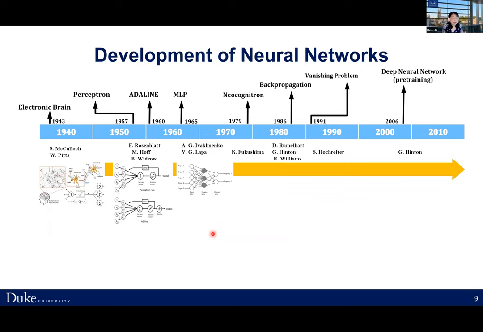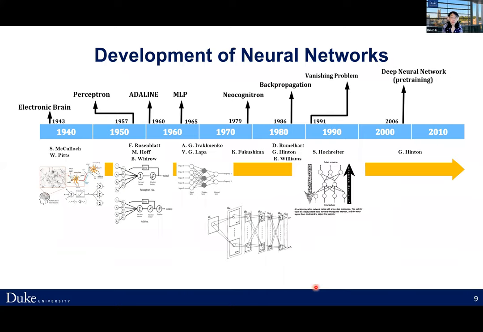Then multi-layer neural networks were proposed, and enriched functionalities could be offered by neural network architectures. The neocognitron was the initial version of the convolutional neural network. It brought the concepts of convolution and downsampling and the growth of the network, and this enables the processing of 2D images. Backpropagation was the technique proposed to train multiple-layer neural networks.